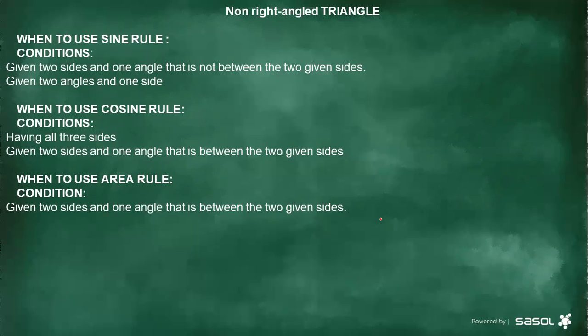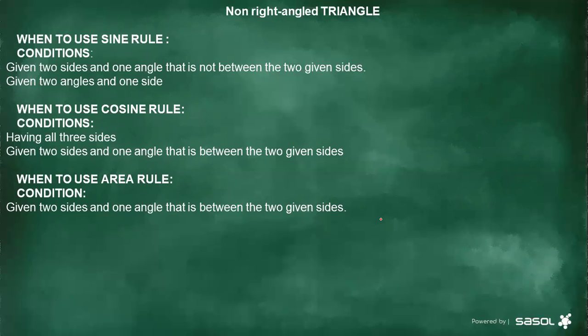Now, the first condition for us to use the sine rule says you must be given two sides and one angle that is not between the two given sides. That's number one. Number two, given two angles and one side. So those two conditions are for the sine rule. When to use the sine rule: you must have two sides and one angle which is not included, it's not between the two given sides. And the other condition says given two angles and one side.